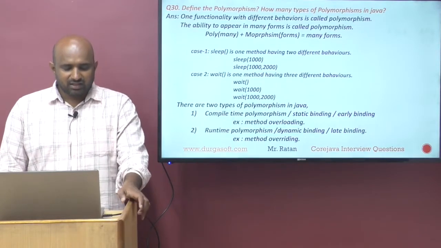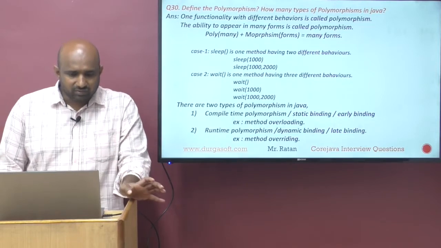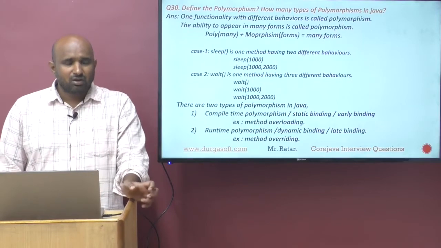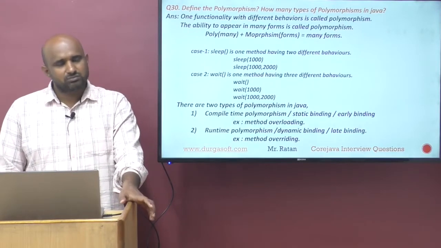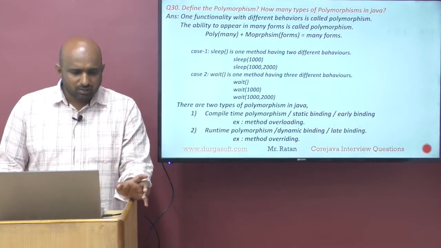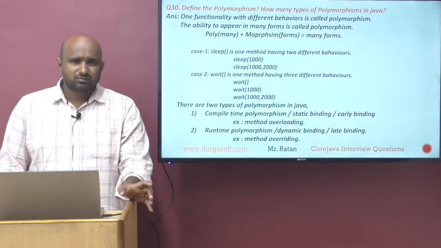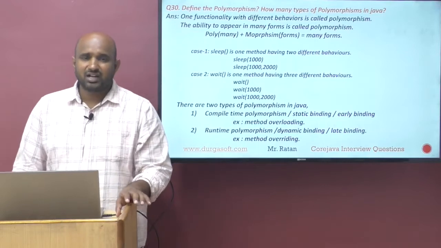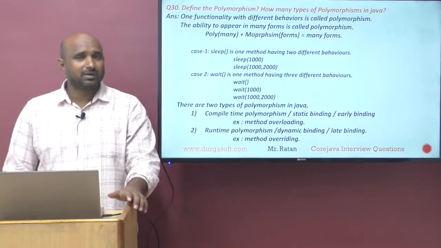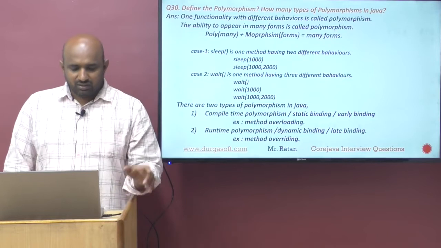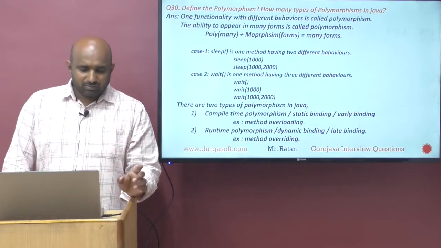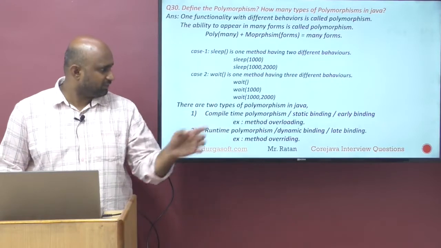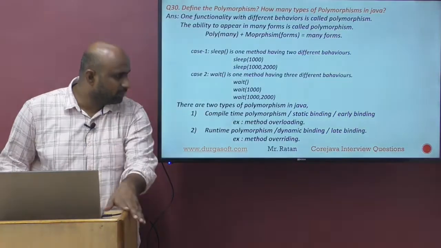There are two types of polymorphism in Java. One is compile time polymorphism, otherwise called static binding. Static languages are nothing but compile time languages, where memory allocation is done at compile time. Compile time polymorphism is nothing but static binding, or early binding. The two types are compile time polymorphism and runtime polymorphism.